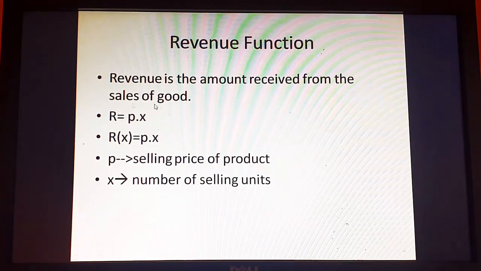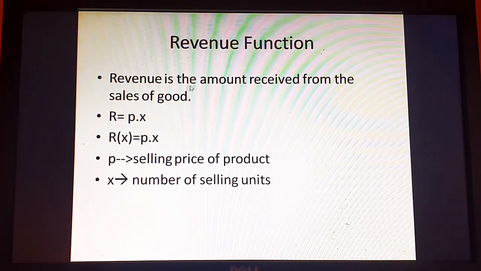Next important definition, revenue function. So what is the meaning of revenue? Revenue is the amount received from the sales of goods. Whatever product you are going to sell, the money which you are going to receive is your revenue.